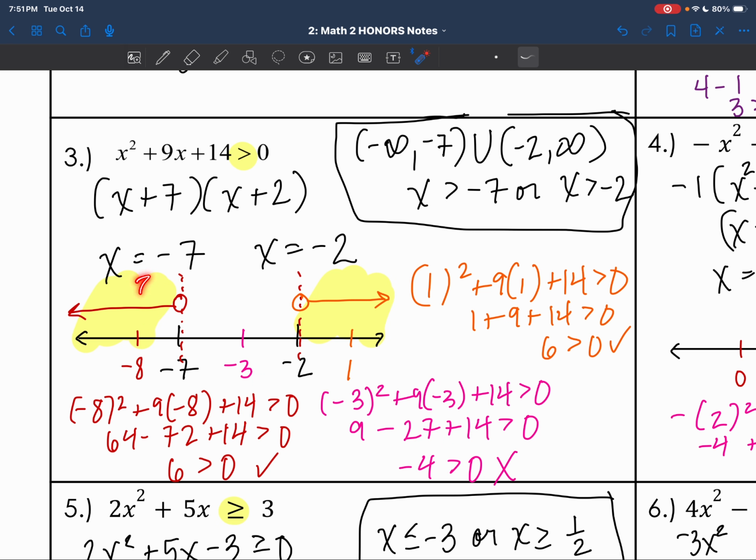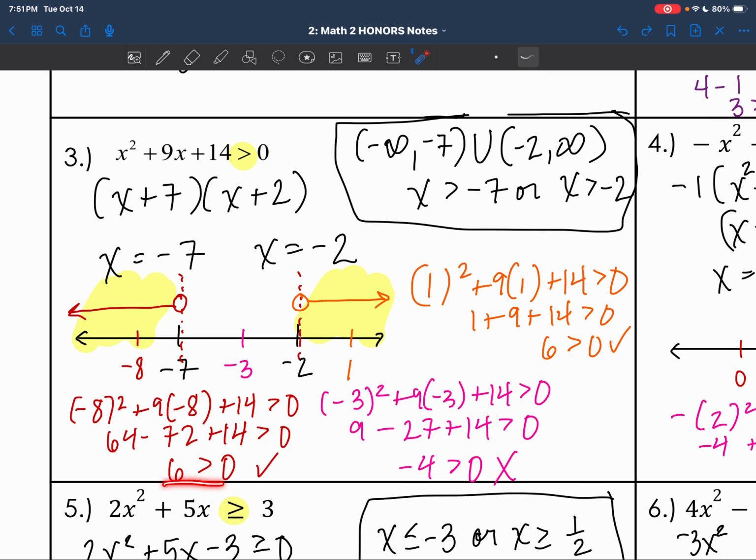So now we just have to determine which intervals we shade in. So I'm going to pick a test point of -8, and I'm going to plug it in to your x's up here. So I've got -8 squared plus 9 times -8 plus 14.